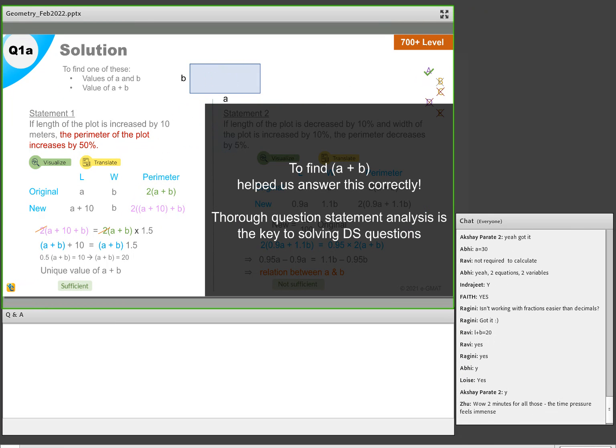So, a very important learning. Don't go in with the blind assumption that, oh my god, I need to calculate a, I need to calculate b. For this question, all you had to calculate was a plus b. Whether you got a or b individually, nobody cares. If you're getting that, fantastic.